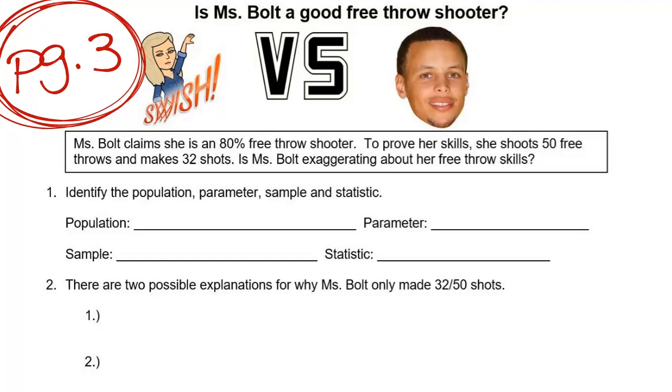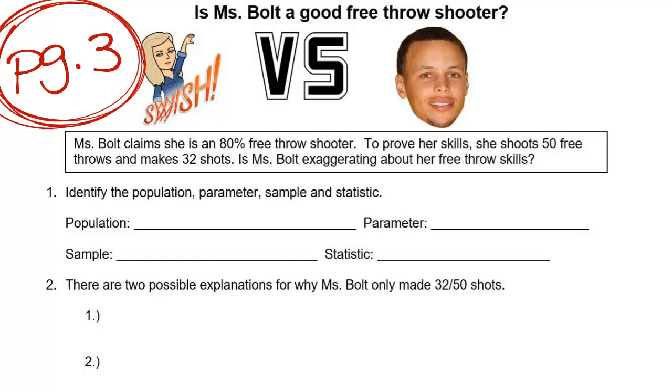So my claim: I am wicked awesome at free throws. I'm an 80% free throw shooter. To prove my skills, I shot 50 free throws and I made 32 shots. Am I exaggerating my free throw skills, or am I actually an 80% free throw shooter?